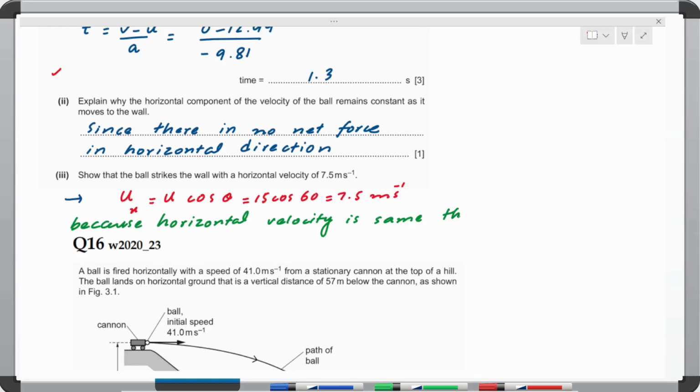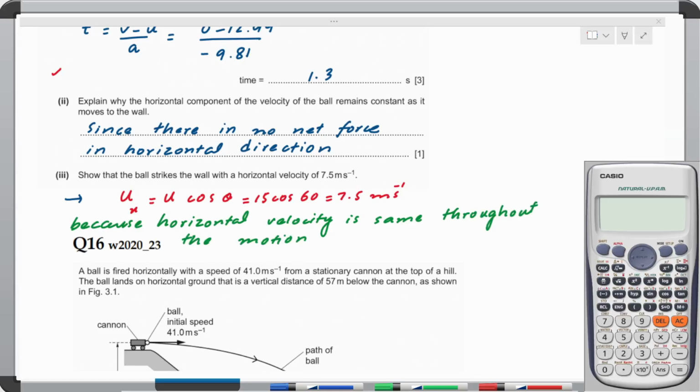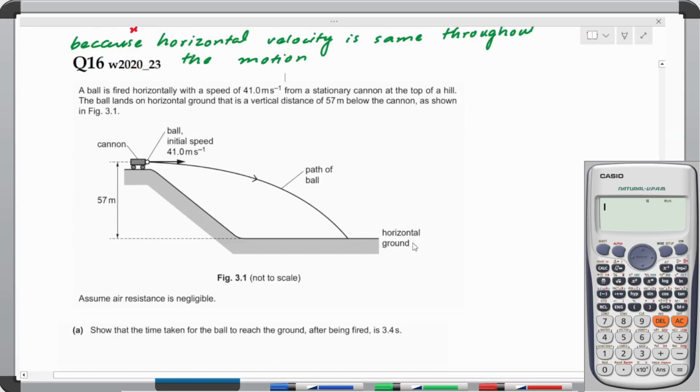Let's take a look at the next question. So here we have the next one. Once again, everything is given on the diagram, and it starts with assume air resistance is negligible. Show that the time taken for the ball to reach the ground after being fired is 3.4 seconds.